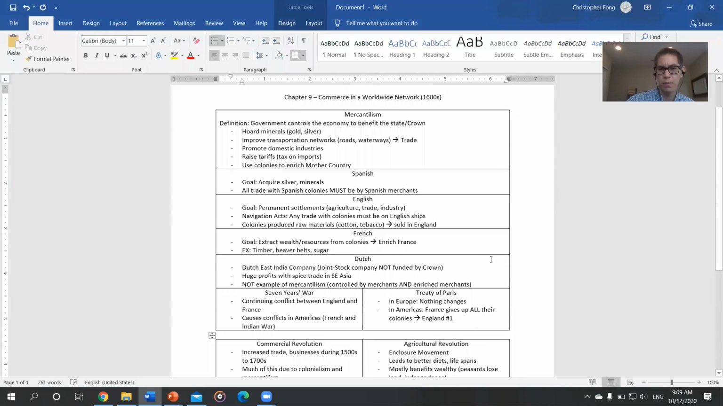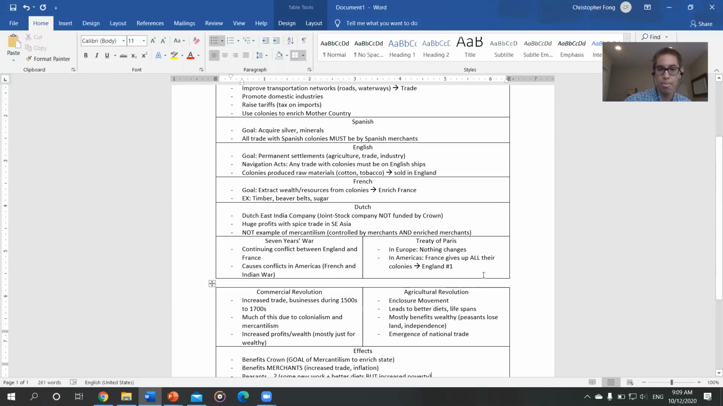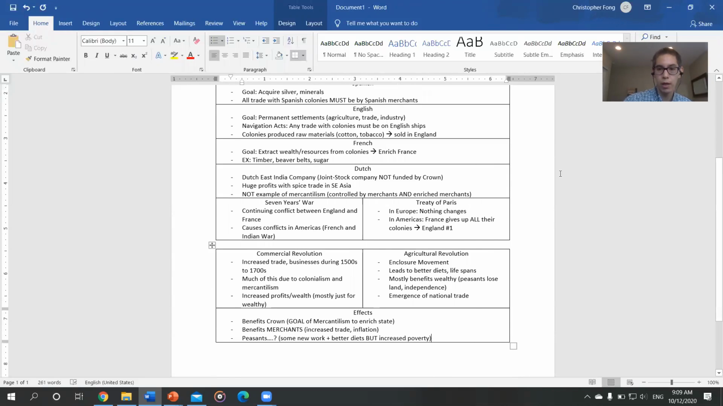So if you need to pause here to get these notes, again, we've got mercantilism, the big examples, the big definitions plus examples for each. And then we've got the bigger changes going on, increased commerce and increased agricultural production.